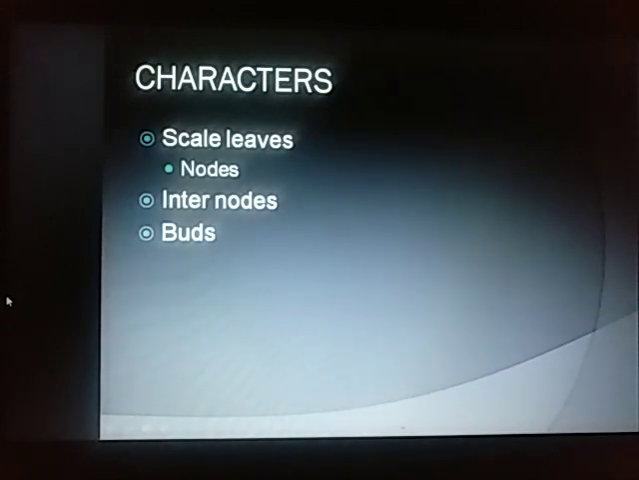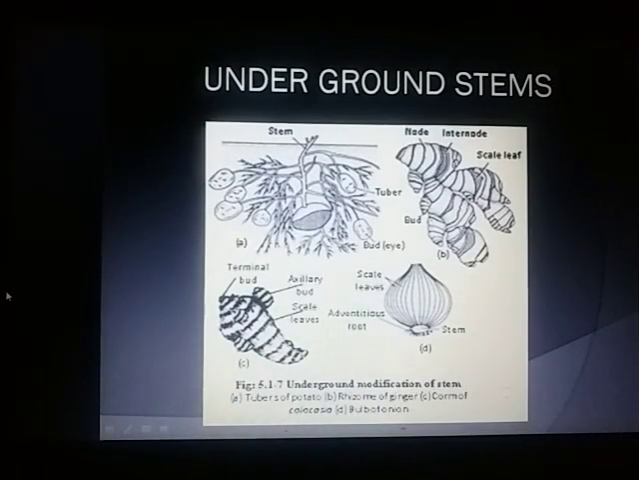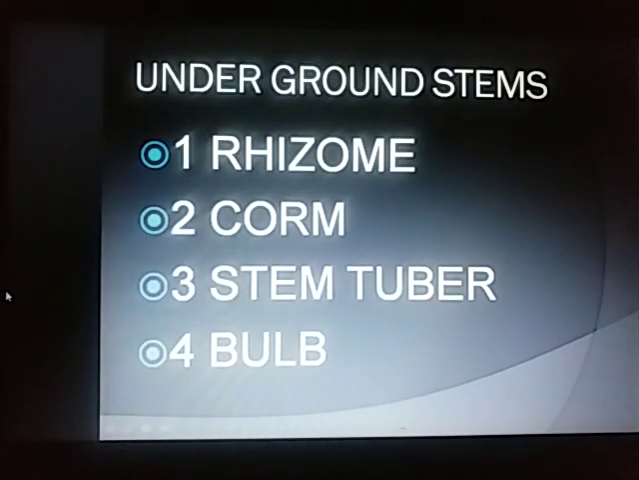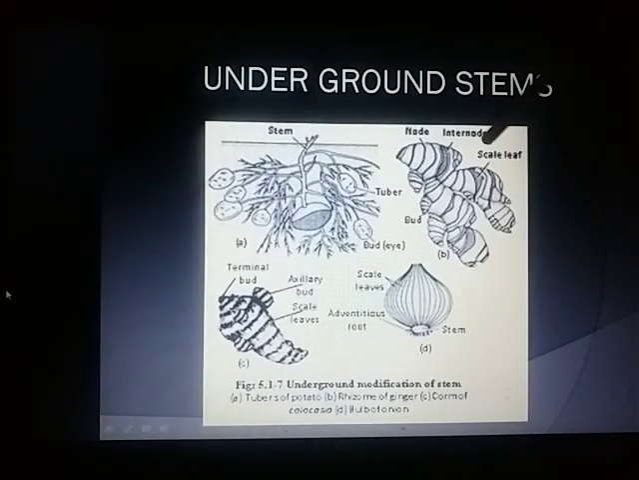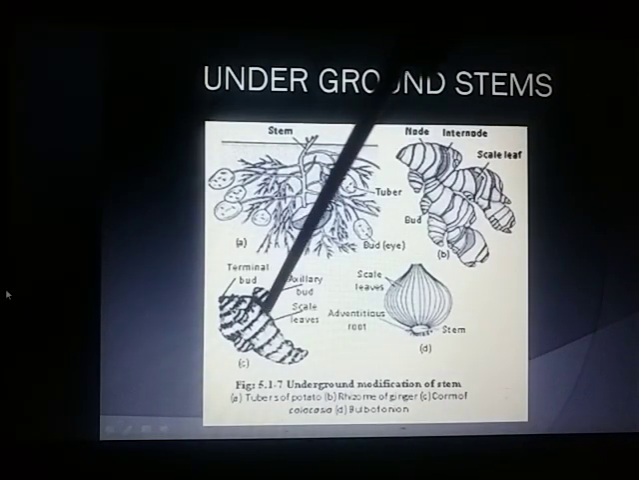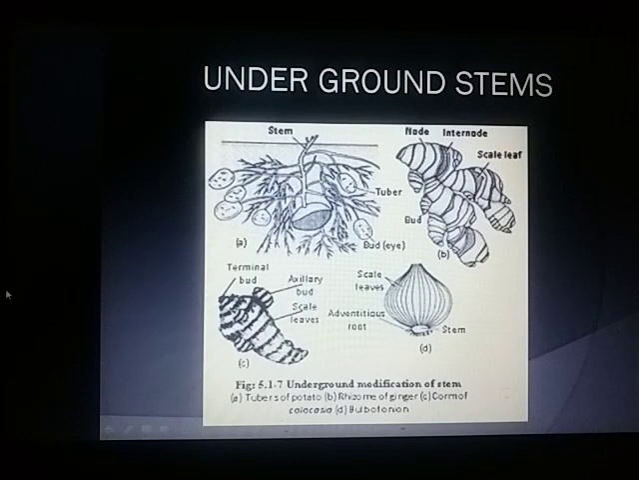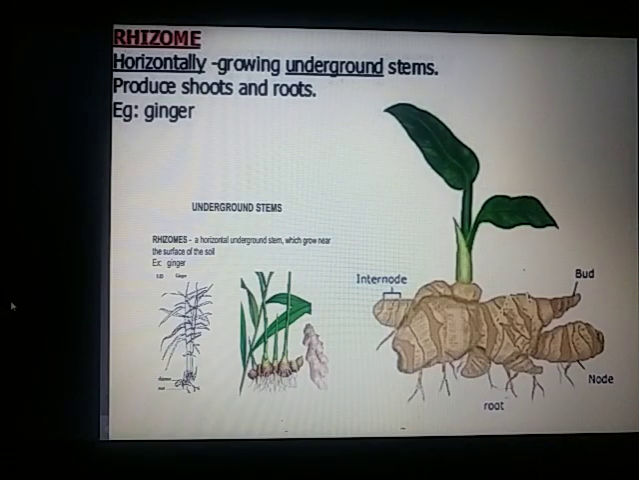They are usually tuberous. These are of various kinds, that is, the underground stem modifications: the rhizome, the corm, the stem tuber, and the bulb. There are four types of underground stem modifications. I repeat: the rhizome, the stem tuber, the corm, and the bulb. Now let us go and see each among them.